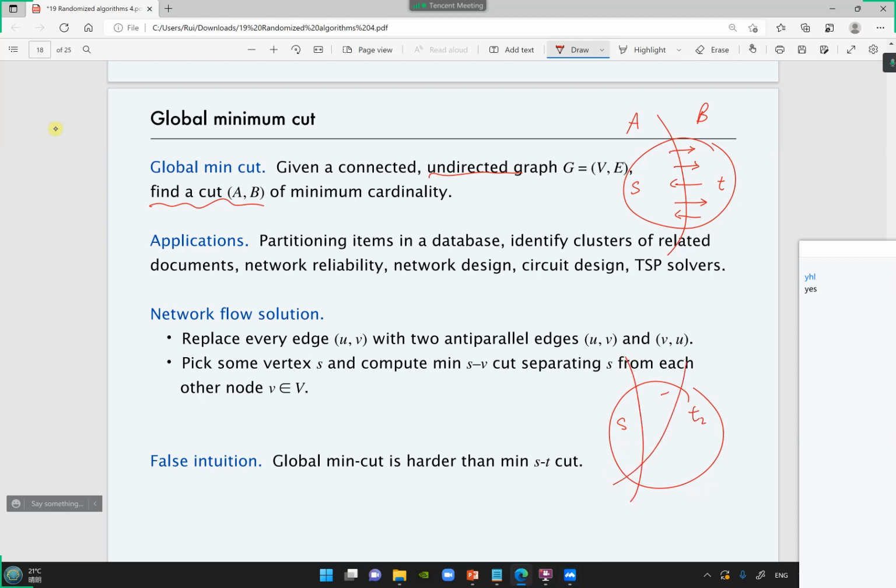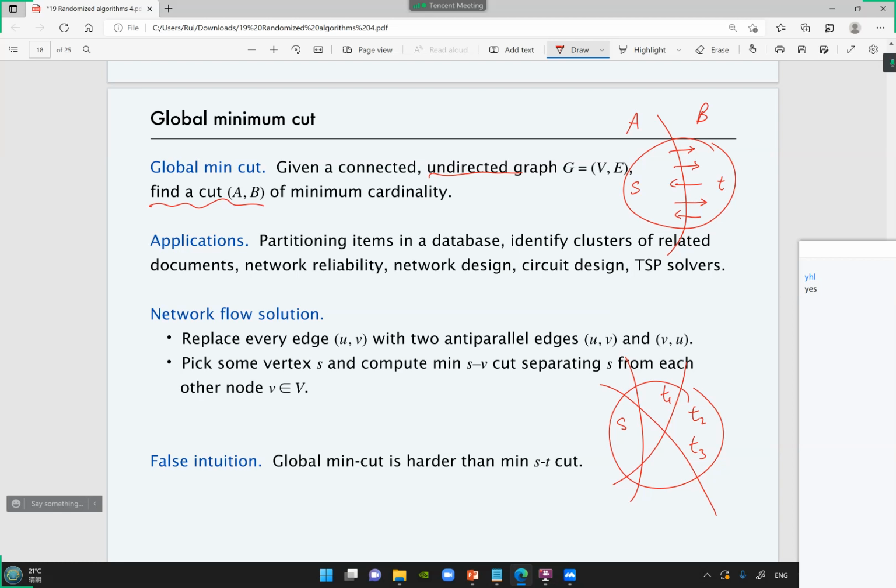Let me just keep all these things on there. Then you can find a T3 and try to find a minimum S to T3 cut. In total you're going to produce n minus one of these cuts, from S to every other node. Then you just take the minimum cut among all of these as your global minimum cut, because your global minimum cut has to separate this node S from some other node. So the minimum among all of these n minus one minimum S to T cuts is equal to the global min cut.